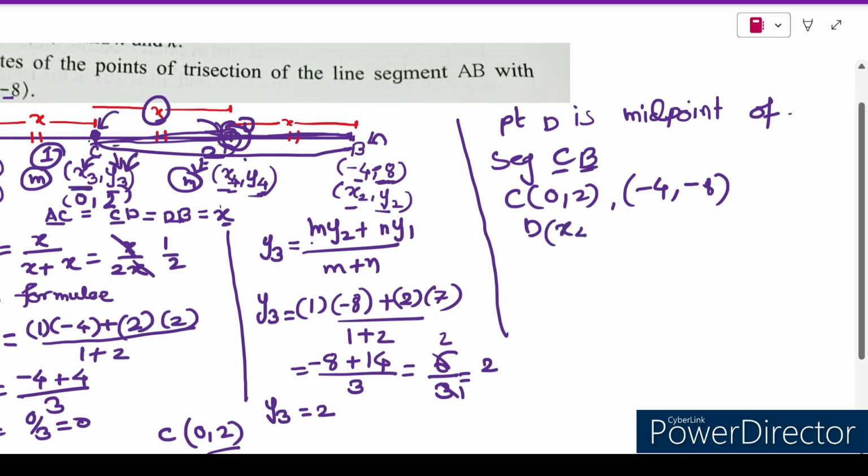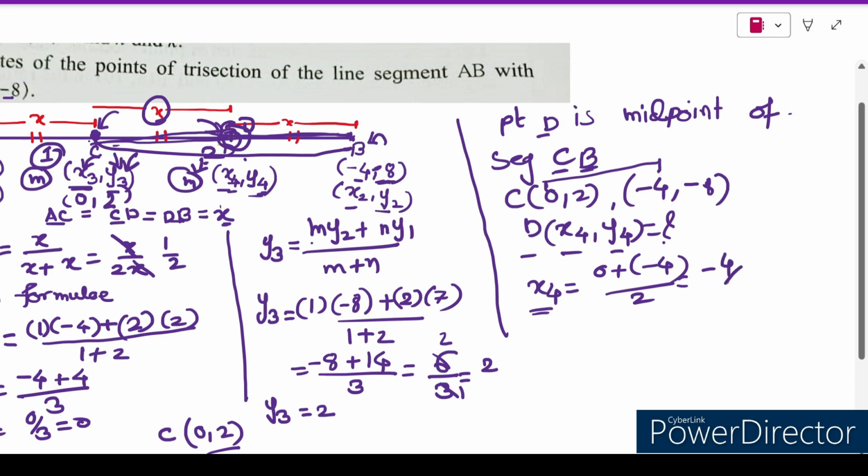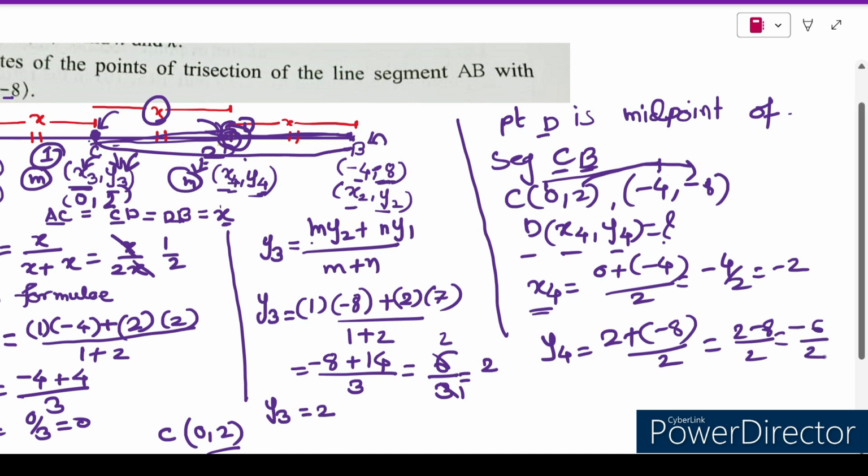The coordinates of D are (x4, y4) equals question mark. By the midpoint formula we can easily find the coordinates of point D. Therefore x4 will be the average of the x coordinates, that is (0 plus minus 4) divided by 2, that is -4 by 2, which equals -2. And y4 can be calculated by the average of the y coordinates, that is (2 plus minus 8) divided by 2, that is -6 divided by 2, which equals -3.